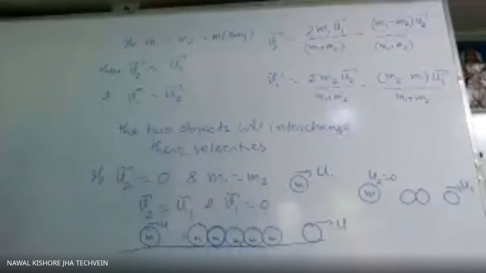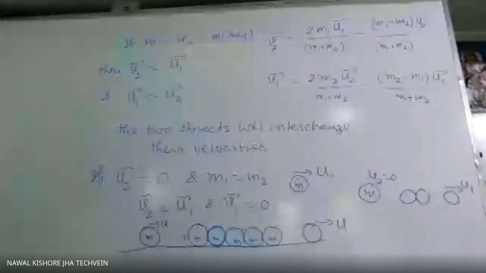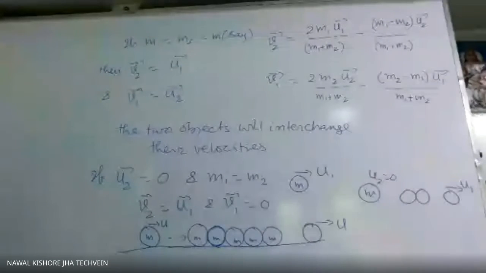So in case of elastic collision, we will use two things while solving the numerical: momentum is conserved, and velocity of separation is equal to velocity of approach. For inelastic collision, only one, that is, momentum is conserved.